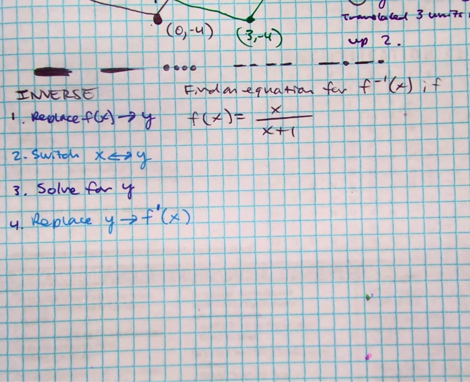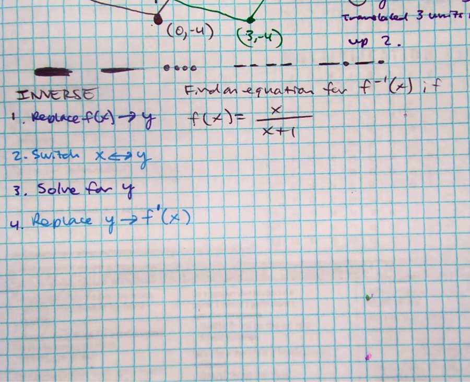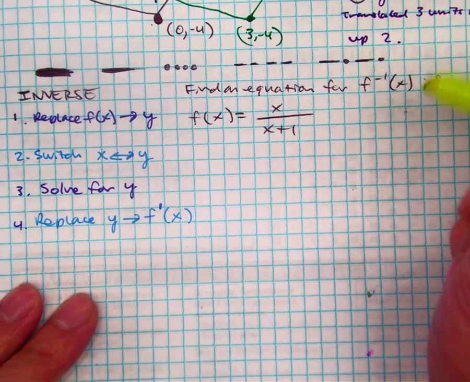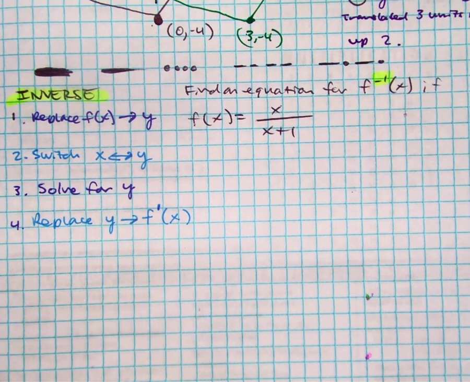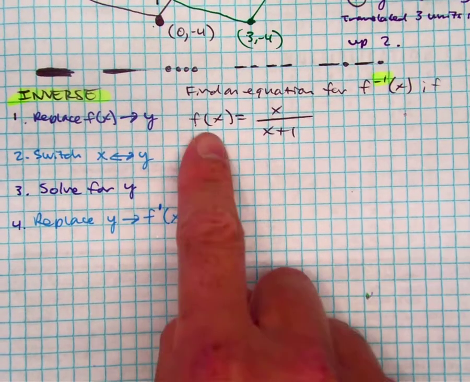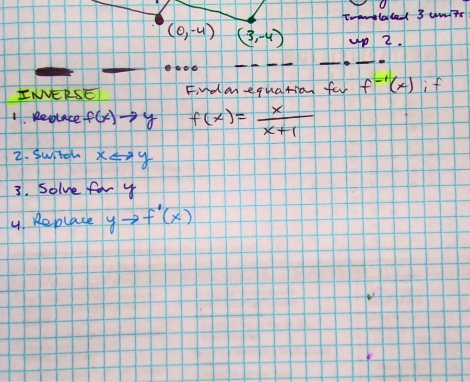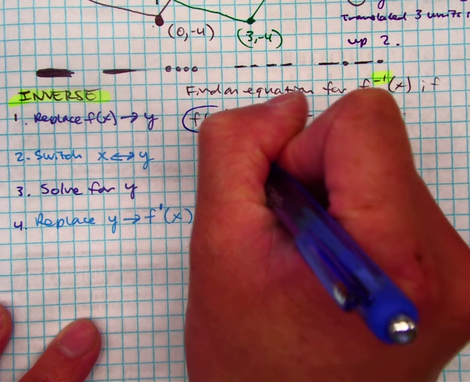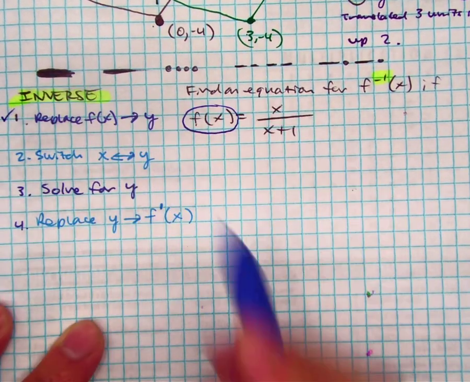Alright, so in this problem it says find an equation for the inverse of x. So that -1 here is not an exponent, it's the word inverse. If, and this is your function, f of x equals x over x plus 1, so they gave us a rational function. Class, what am I going to do with this? So I put a check mark there.